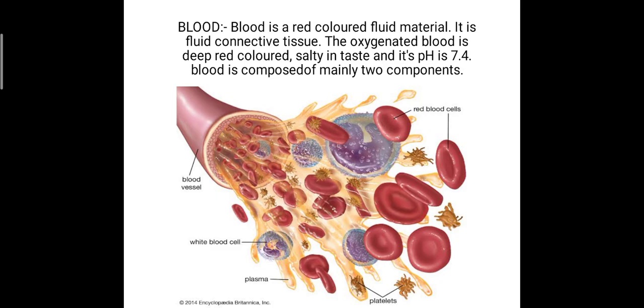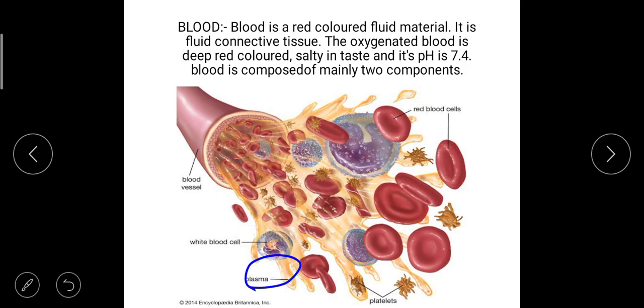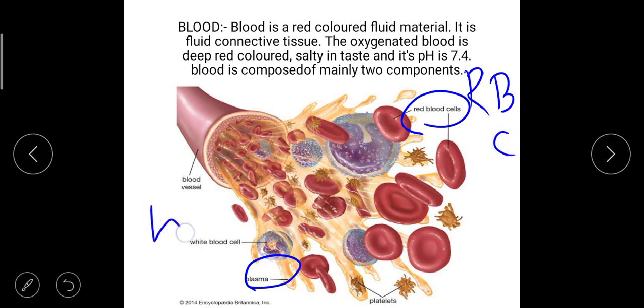Blood is composed of mainly two components: plasma and the blood cells. So this is the plasma, and blood cells consist of red blood cells, known as RBC, white blood cells, known as WBC, and platelets. Here they are, the platelets.